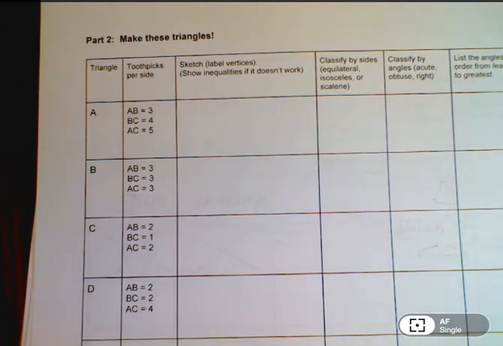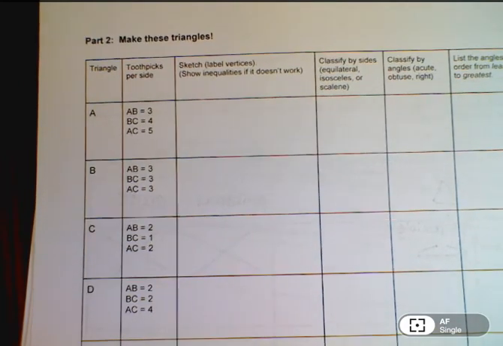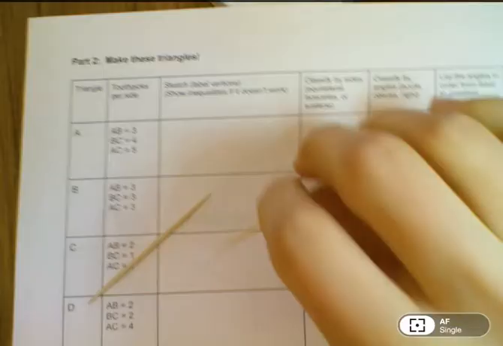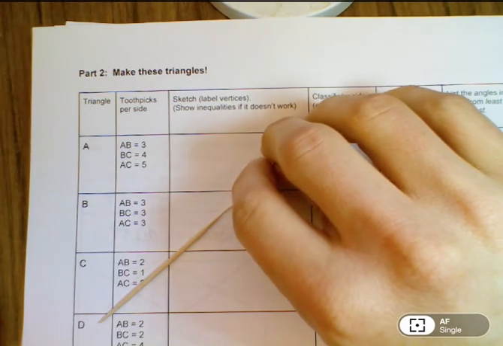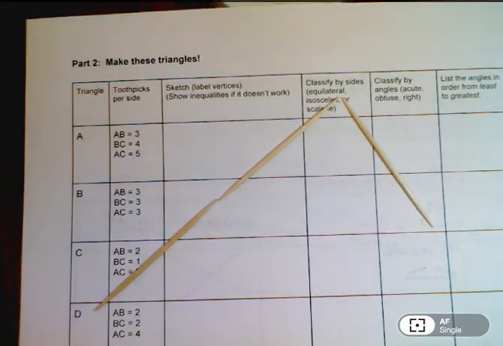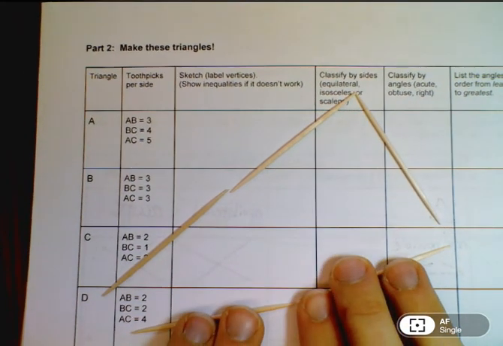All right. It says AB is 2, BC is 1, and AC is 2. So what you're going to have to do here is create a triangle where you've got one side that's 2, another side that's 1, and then somehow another side that's 2, and you're going to have to connect it.